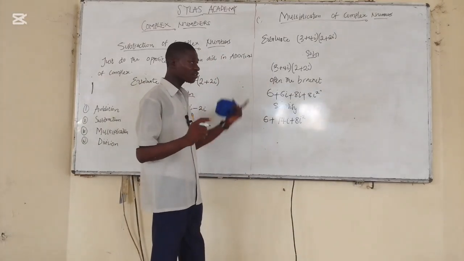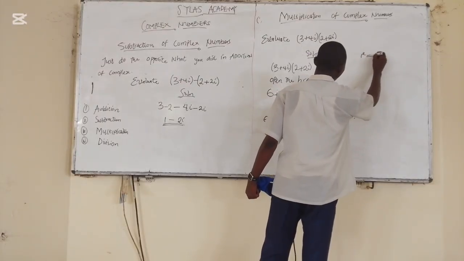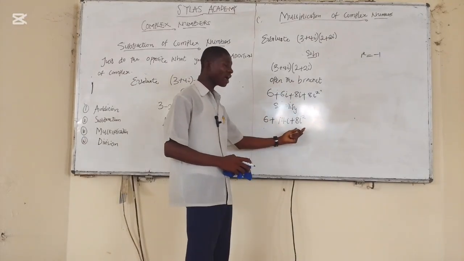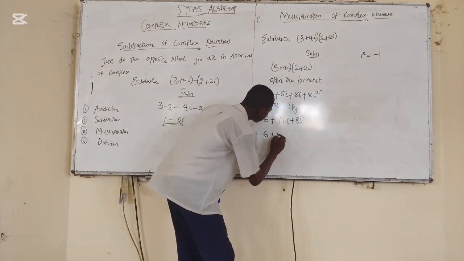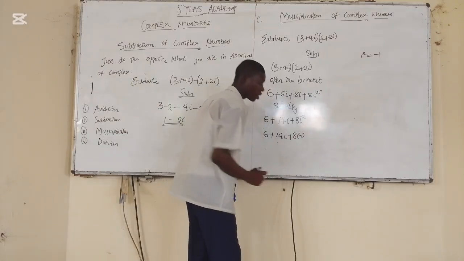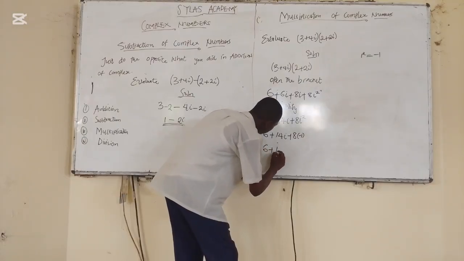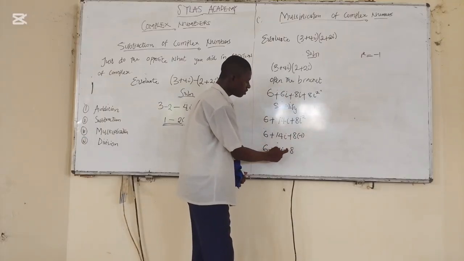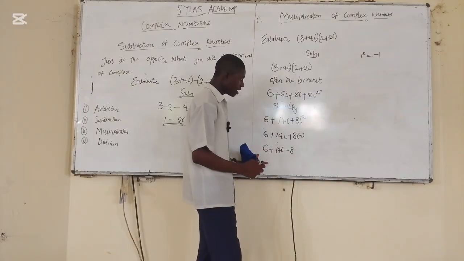But if you follow my first class on complex numbers, I told you that i squared means minus 1. You remember? I squared means minus 1. I used to say anywhere you see i squared, you replace it with minus 1. I'm going to say 6 plus 14i plus 8 into minus 1. Are you following now? When you open the bracket, I'm going to say 6 plus 14i minus 8. That is plus times minus gives you minus. Then 8 times 1 gives you 8.